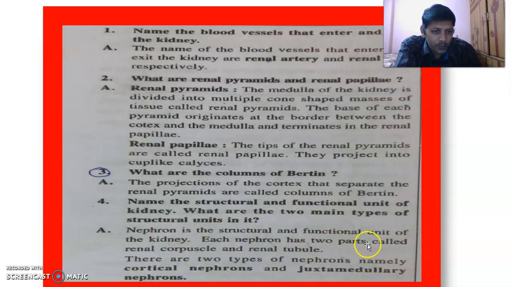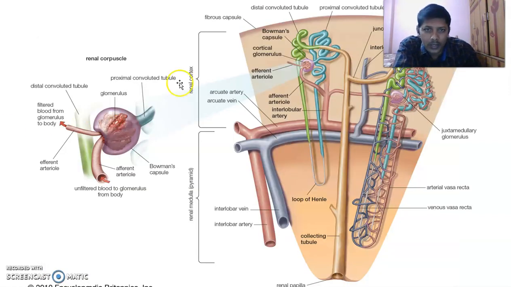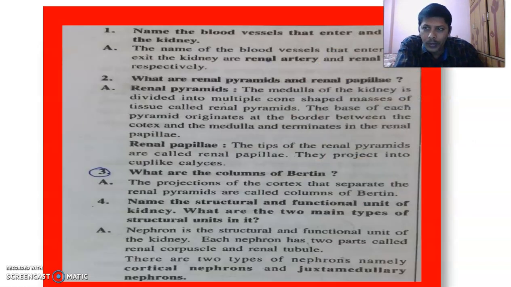Each nephron has two parts called renal corpuscle and renal tubule. Renal corpuscle, you can observe here. This is the renal corpuscle. This part, Bowman's capsule and glomerulus together, is called renal corpuscle. And renal tubule, this blue color and green color part, is the renal tubule. I repeat again. Nephron is the structural and functional unit of kidney. Each nephron has two parts, renal corpuscle and renal tubule.